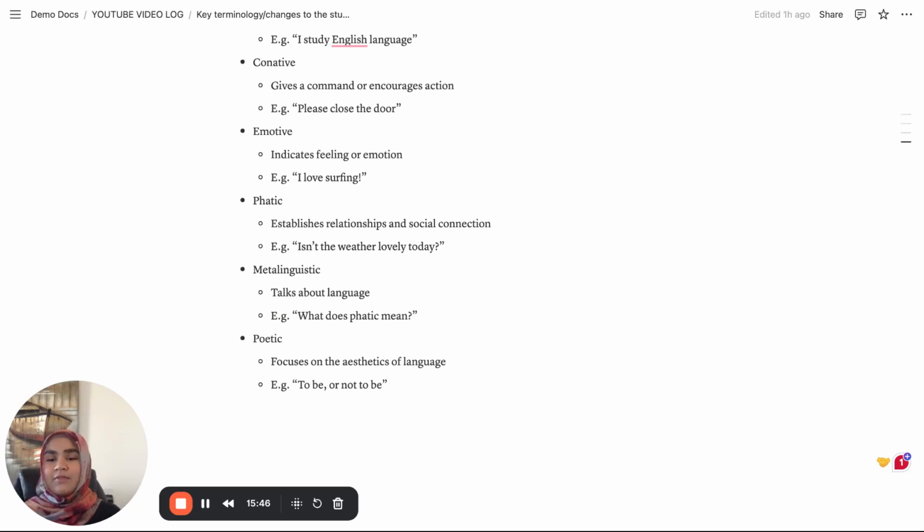And then finally, the poetic function is focused on the aesthetics of language. It's about poetry, or those pieces of writing that aim to capitalize off of how beautiful a certain language feature is. An example of this is, to be or not to be. It doesn't have too much substance on the surface, but you can see it's an intentional choice to make them rhyme, to make it a question, and there's much more of a focus on how it looks and how it sounds rather than what it actually means.